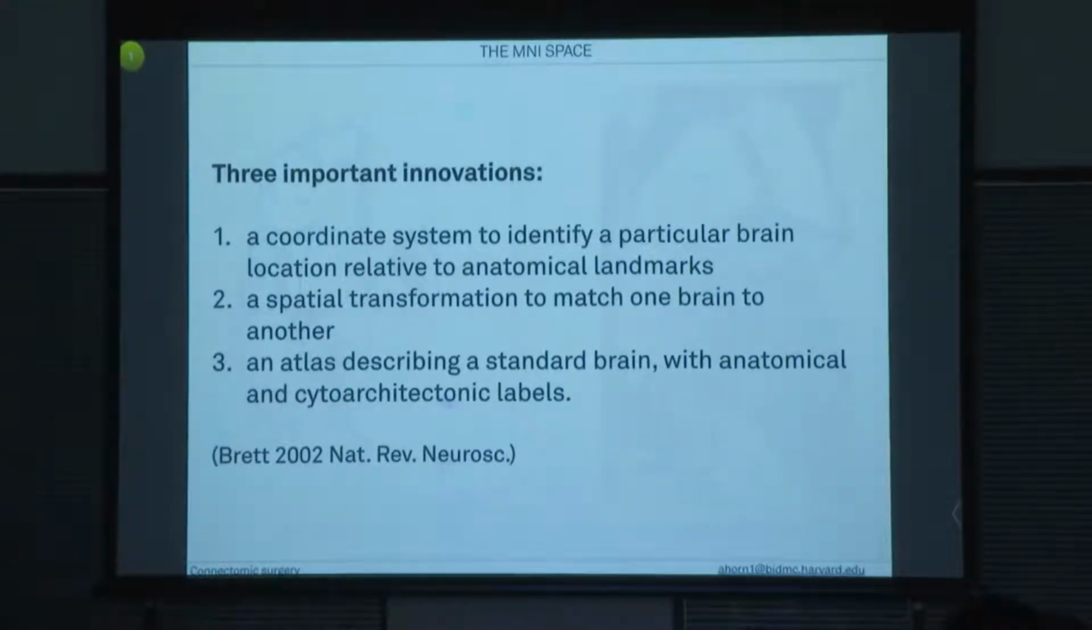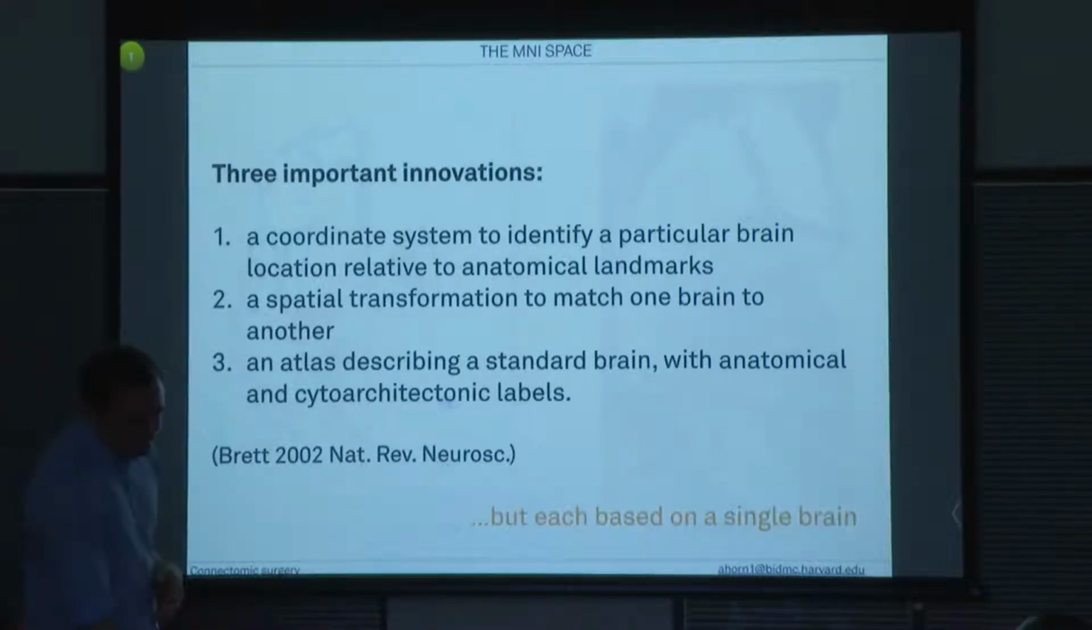So these two systems had three important innovations. First is a coordinate system to identify a particular brain location relative to anatomic landmarks. Then they also introduced a transformation to match one brain to another, right? So they used your brain, your MRI, and took the AC and put it onto the AC of these two atlases. And then also an atlas describing a standard brain, right? So you have a good definition of this standard brain.